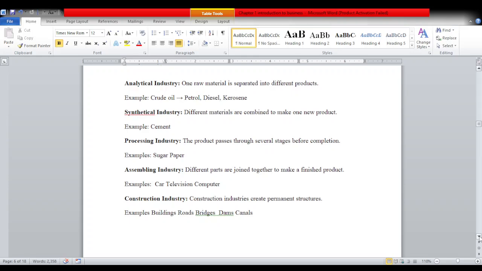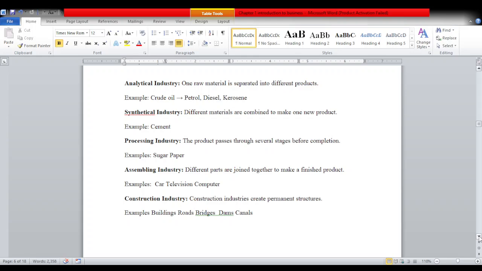Analytical industries are related with what? One raw material is separated into different products, right? If you extract crude oil from the refinery industries, then it will be separated into petrol, diesel, and kerosene. Crude oil has three aspects. First, you extract your petrol, then your diesel, and then your kerosene out of the crude oil. This is what analytical means, right?